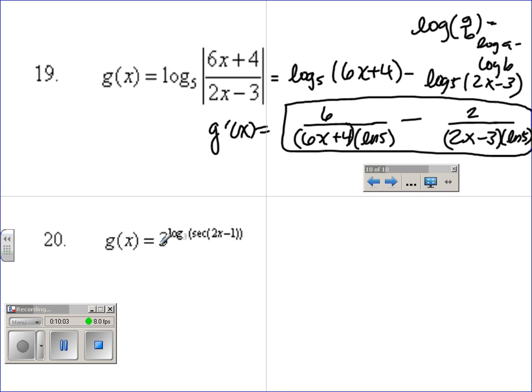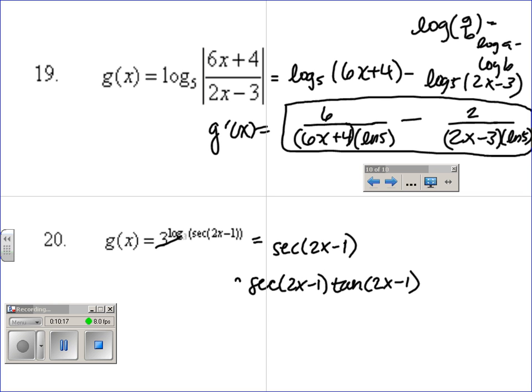Alright, 3 and then log base 3. These undo each other, just like e and natural log undo each other. So you have secant of 2x minus 1, and the derivative of that would just be secant of 2x minus 1, tangent of 2x minus 1, times the derivative of this inside, which is 2.